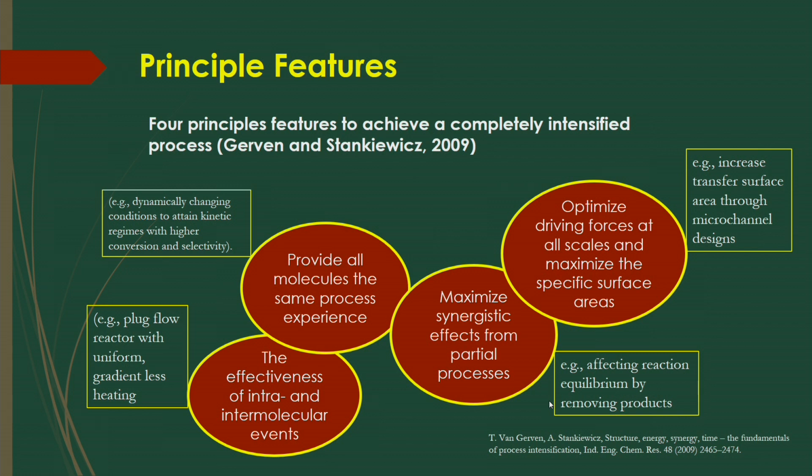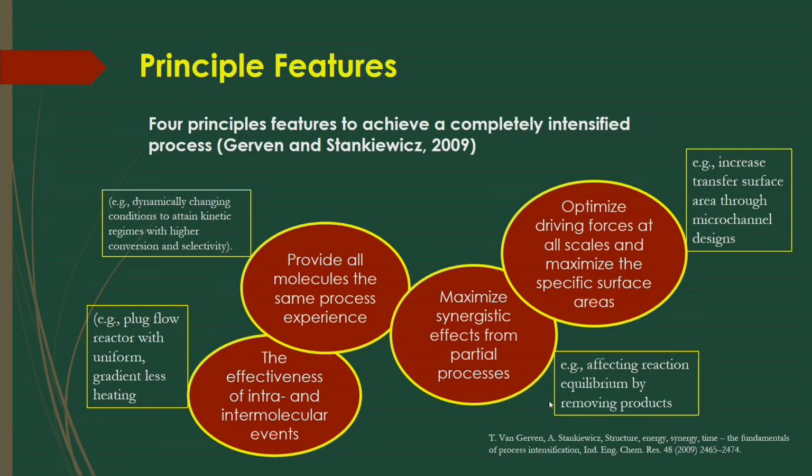They told that these four basic principles, as shown here in the slide, are the following. The first one is the effectiveness of the intra- and intermolecular events. Process intensification starts from the molecular level, and based on that molecular interaction, the effectiveness of those intra- and intermolecular events, the process can be intensified.